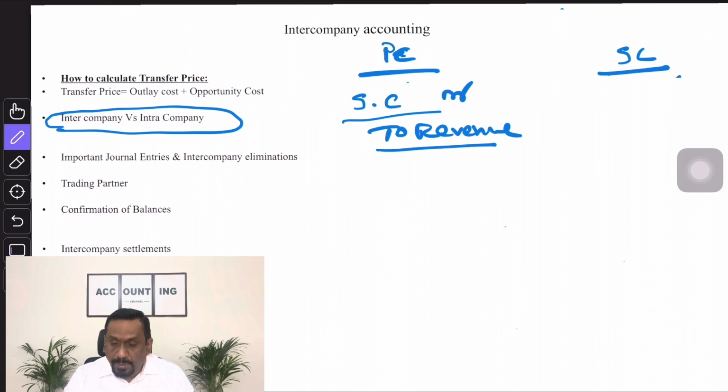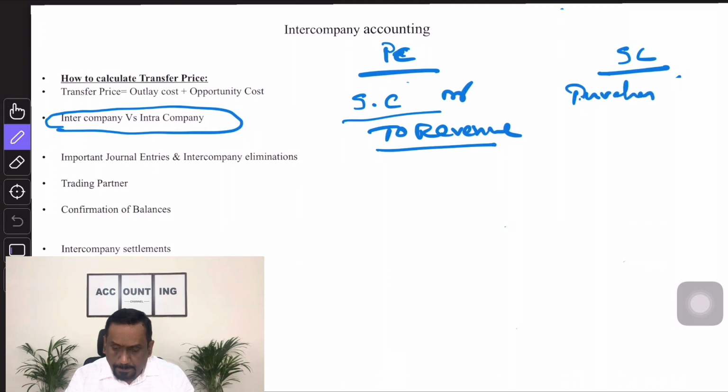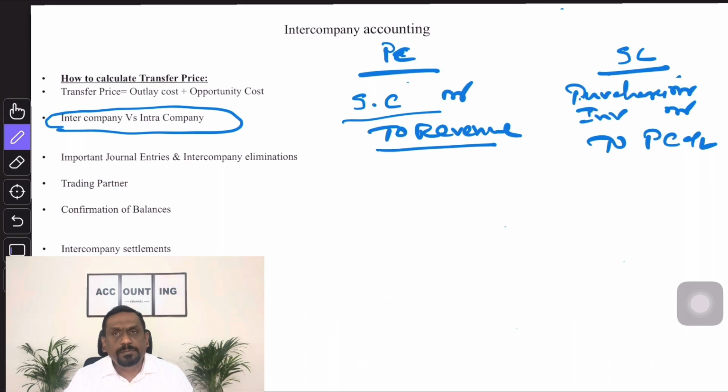Similarly, what will the subsidiary company do? The subsidiary company will consider this as purchases debit, or inventory debit, to parent company. Simple. This is also an elimination entry.